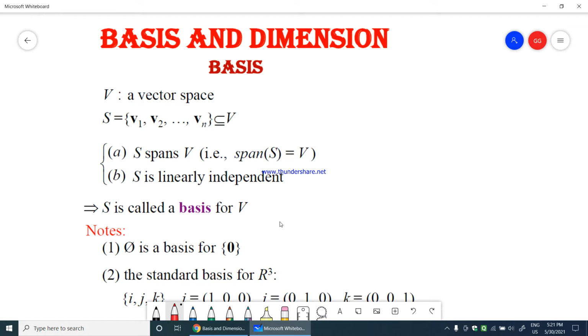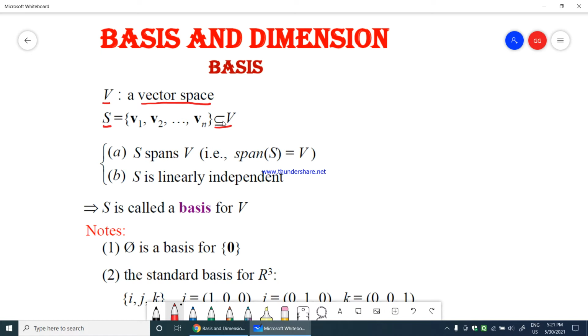Basis and dimension for any given set of vectors. Okay, so what is basis? Think we have a vector space V. Now we have S, which is a subset of the vector space V.